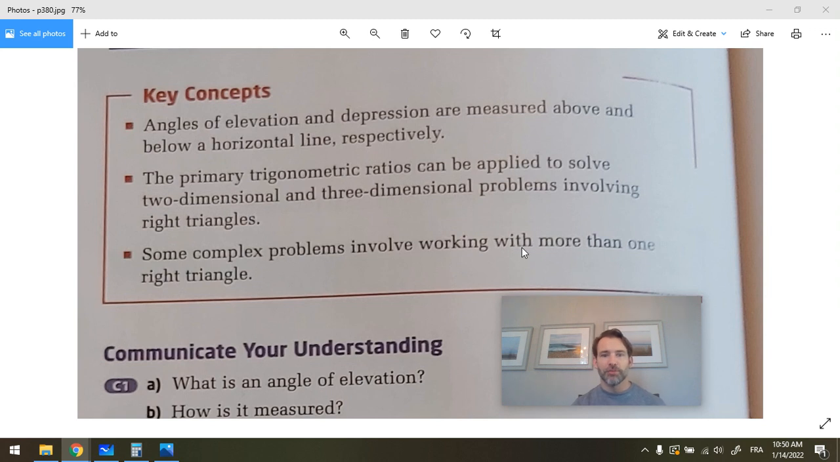And some complex problems involve working with more than one right triangle. You could have multiple triangles. And next unit we'll introduce non-right angled triangles, and they'll be even more complex again when we have multiple triangles going on there.